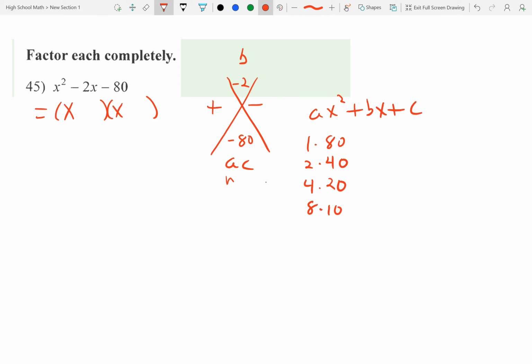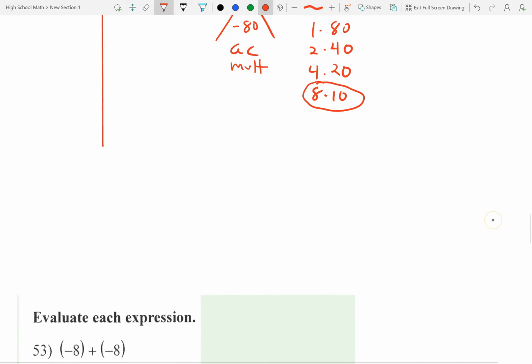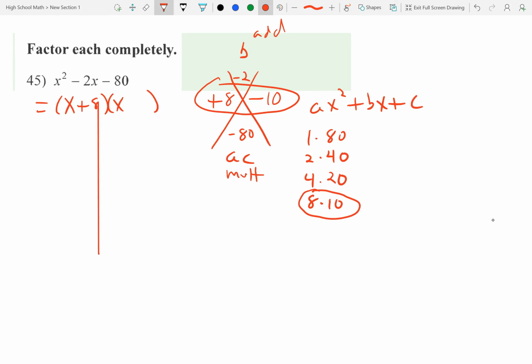We want numbers that multiply to give AC, yet add to give B. However, when the signs are different, addition behaves like subtraction. So which of these will subtract to give 2? 8 and 10. Since it's a minus 2, we'll need more negatives. 10 will be the minus, 8 will be the plus. Positive 8 minus 10 will yield a minus 2. These will go here. Lastly, we should divide by a, but in the case that a is 1, division by 1 won't change anything.